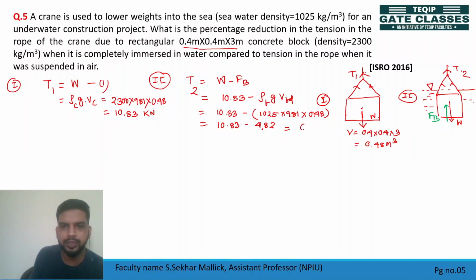So this is 6.01 kilonewton. Fine. So in the first case, tension in the rope is 10.83. In the second case, it is 6.01. So how much tension is reduced?